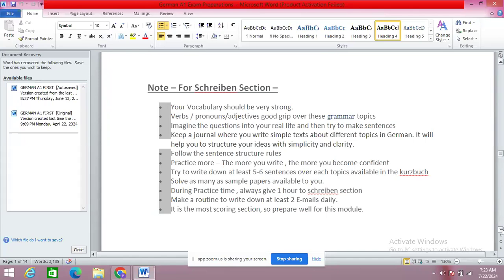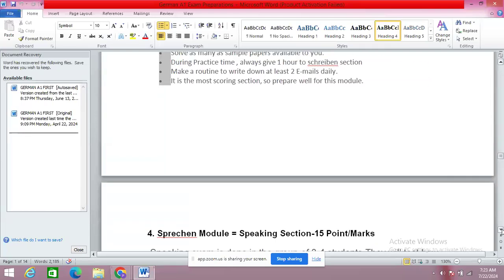For the Schreiben section, you can take 1 hour as practice time whenever you are preparing for the examination. And at least 2 to 3 emails you should write daily. Whenever you learn the proper email writing pattern, try to write at least 2 to 3 emails. And this Schreiben section is the most scoring section and the easiest section. So do prepare well for the Schreiben section.